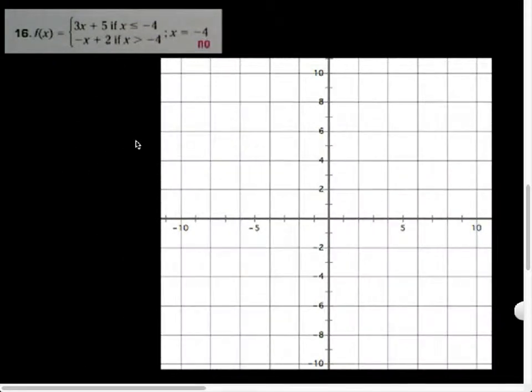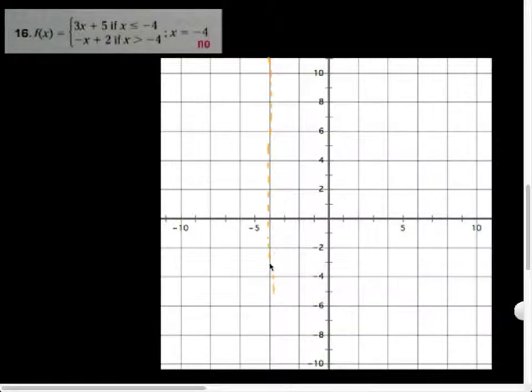So let's analyze this first part of the piecewise function: 3x plus 5 if x is less than negative 4. So this will be kind of like my threshold here. This isn't an asymptote, I'm just making a mental note to myself. 1, 2, 3, 4. Yeah. So right here, the graph is going to be one thing on the left and another thing on the right.